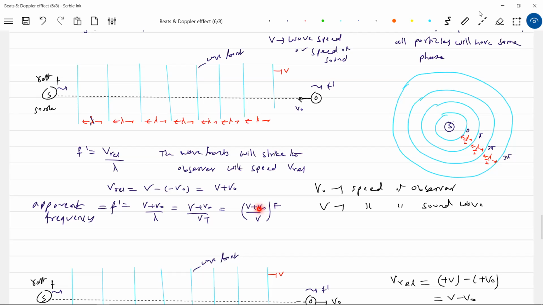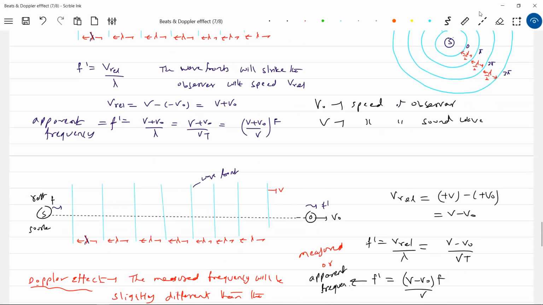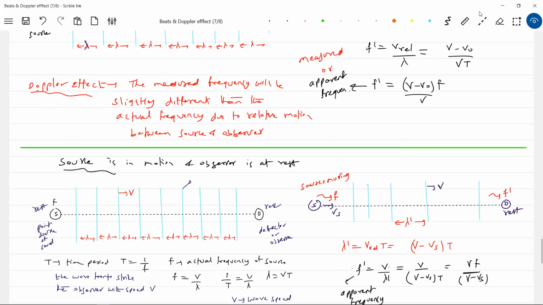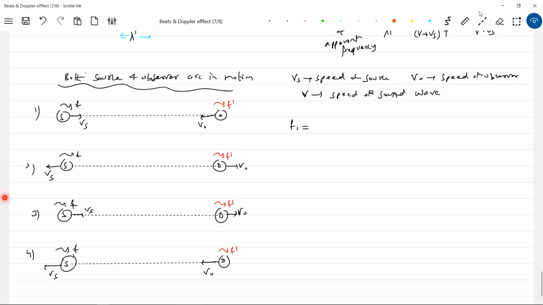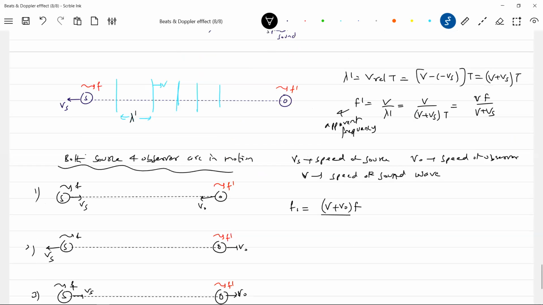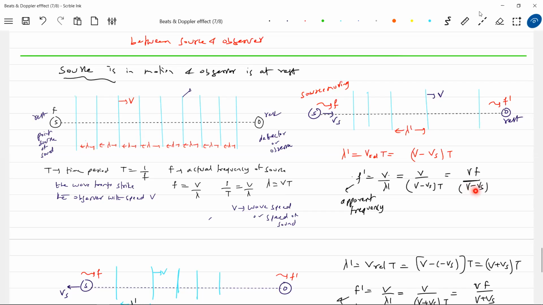You need not again think in this way. Just take help of this conclusion. And if the observer moves away, in the numerator, it was V minus V naught. So now you can see this. What is F1? F1 will be observer moving towards source, so V plus V naught F. Source approaches observer, where in the denominator, it was V minus Vs. Got the idea? Denominator it was V minus Vs.